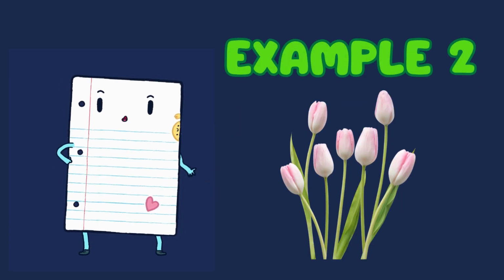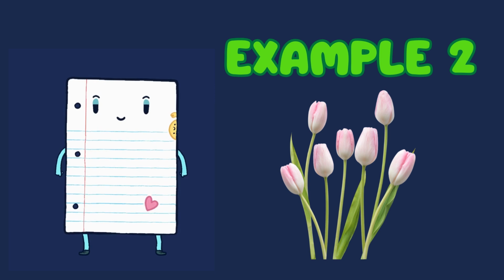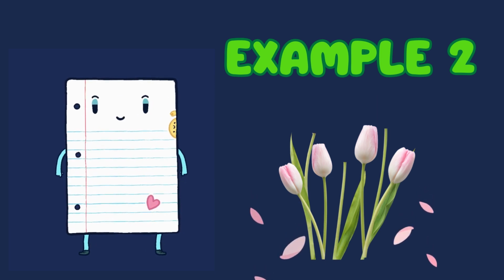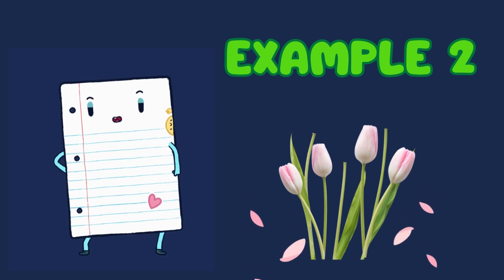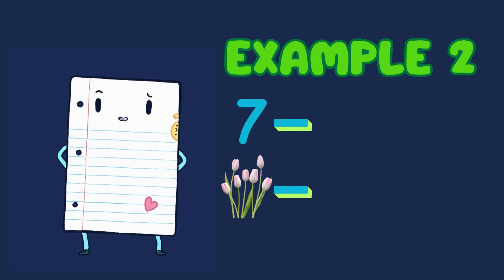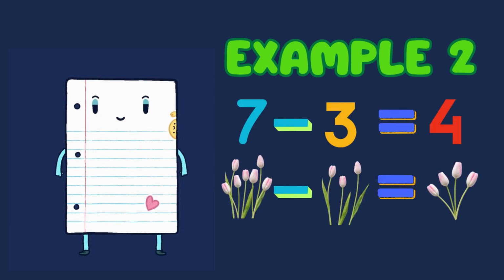Example 2. There are 7 flowers. 3 flowers fall down. How many are still standing? 7 minus 3 is equal to 4.